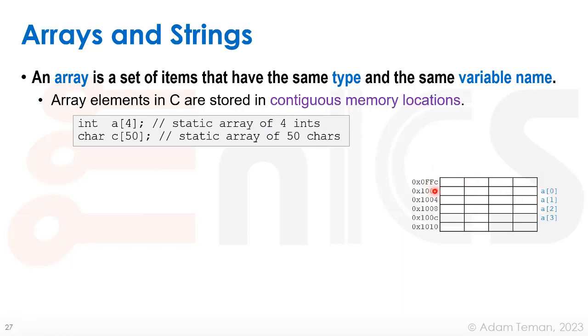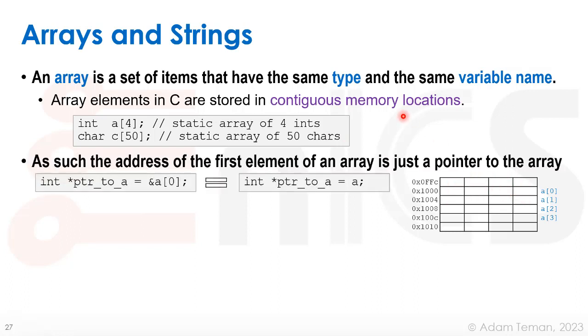So it decided to allocate A[0] at the address 1000. That means A[1] is going to be at address 1004, A[2] at 1008, and A[3] at 100C. So they're going to be in contiguous memory locations, and that's a real important thing. If we do something like char C[50], we're going to have a static array of 50 chars. Each one of them is going to be 1 byte, but they're going to be set one after the other in memory, like this. That's how my picture is built here.